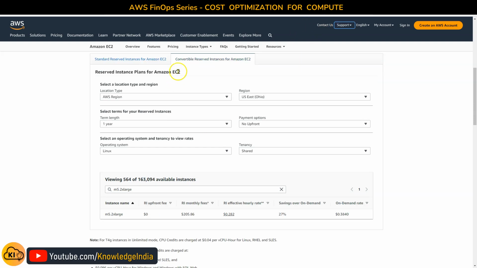Whereas with convertible, the maximum flexibility which you will have is that you will be able to move between different EC2 instance types. That's what you'll be able to do. Okay, so I hope you got that part clear.